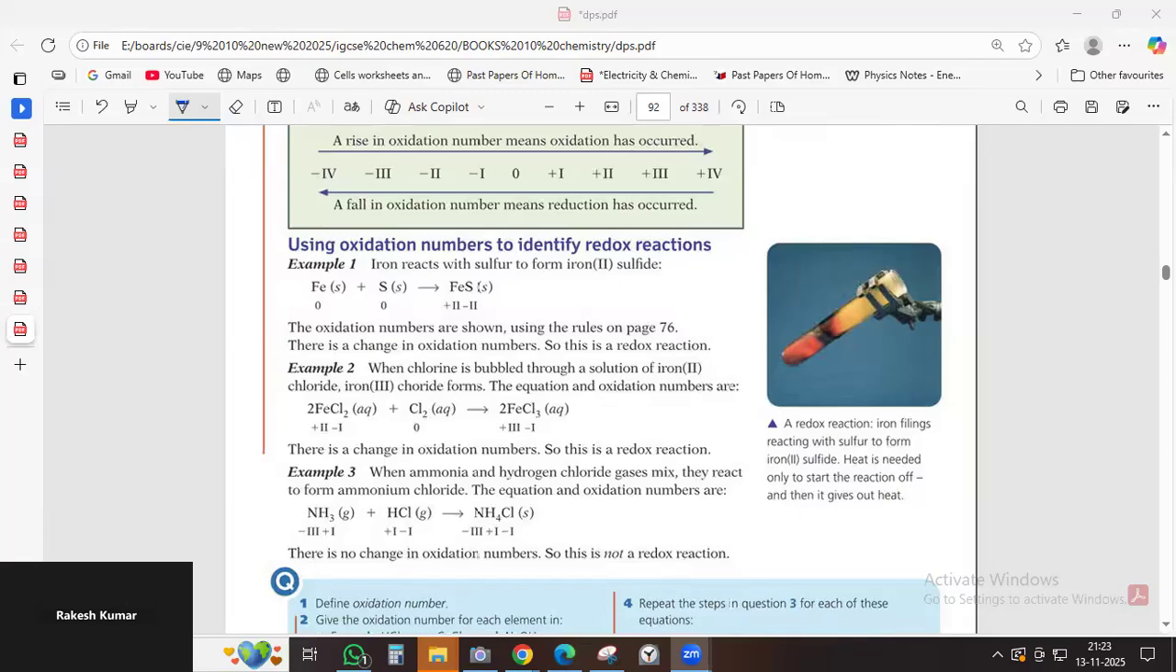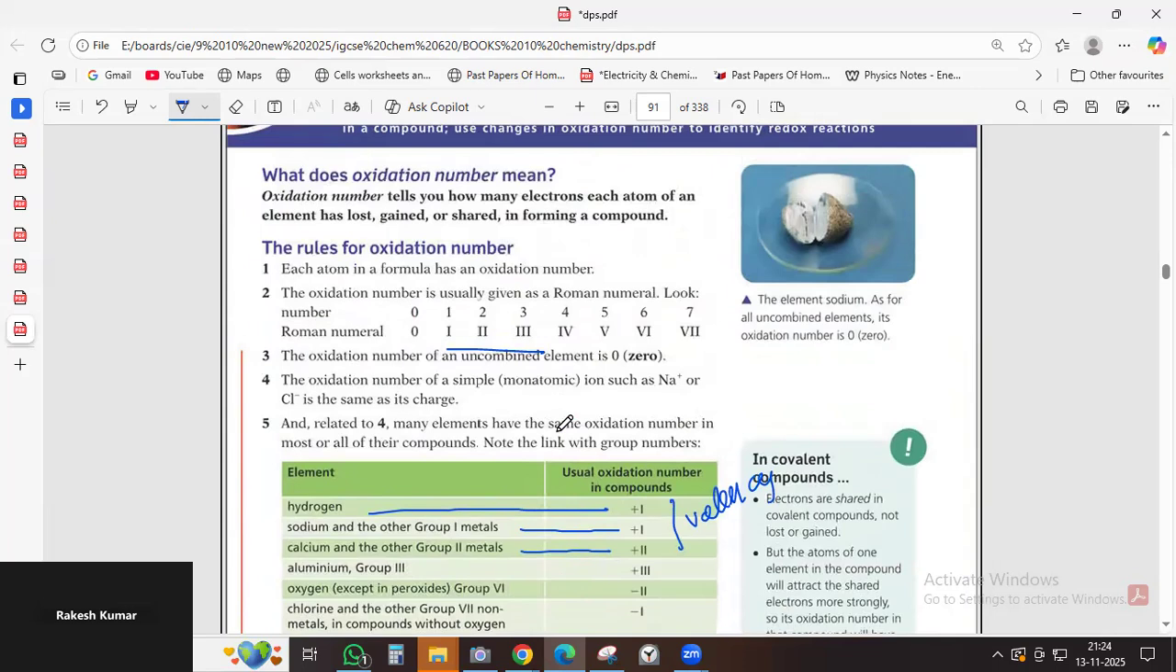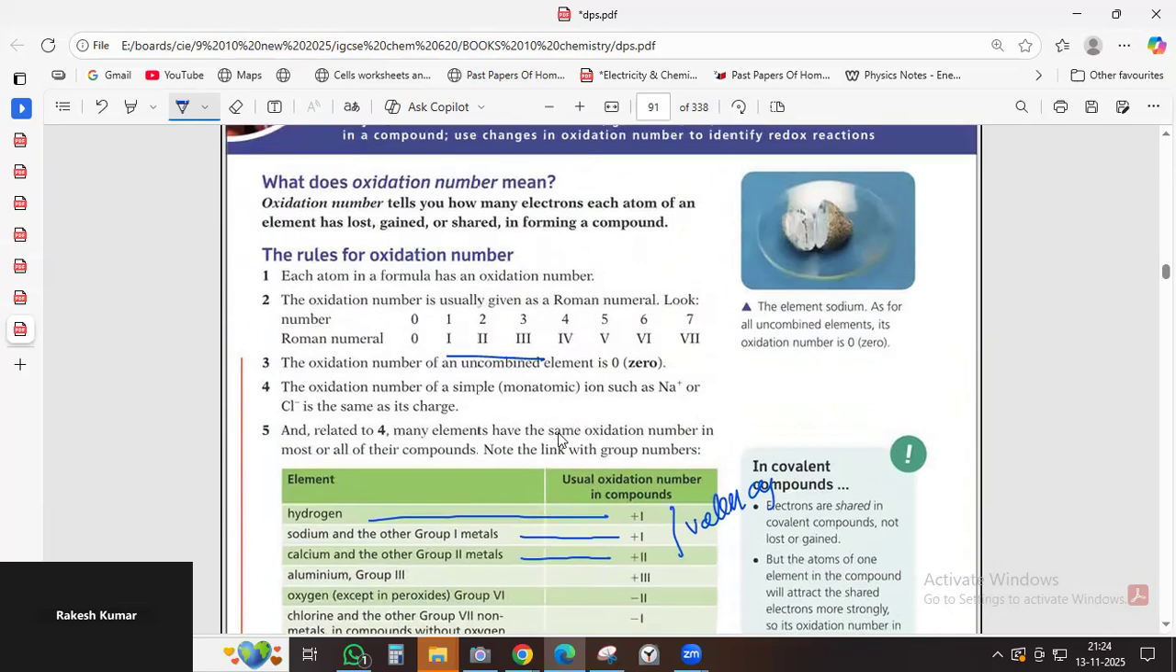Using oxidation numbers to identify redox reactions. So we've got Fe, iron, and sulfur, and they are reacting to give FeS. Now, there are certain rules to determine oxidation numbers, and this is all about electrons. This is the first rule. Each atom in a formula has an oxidation number.